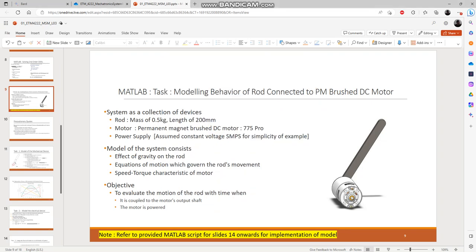We now have the knowledge required to solve a model. If we have a model, now let's focus on how to develop a model for a simple mechatronic system.